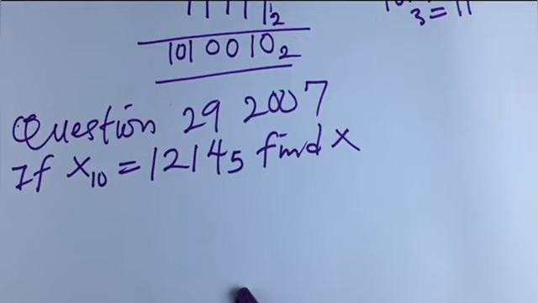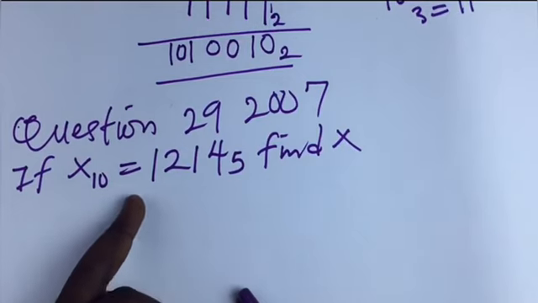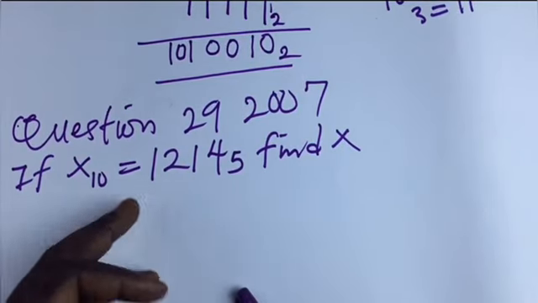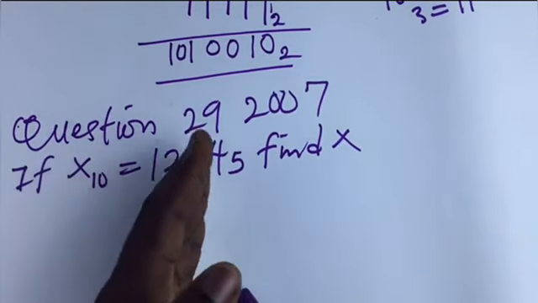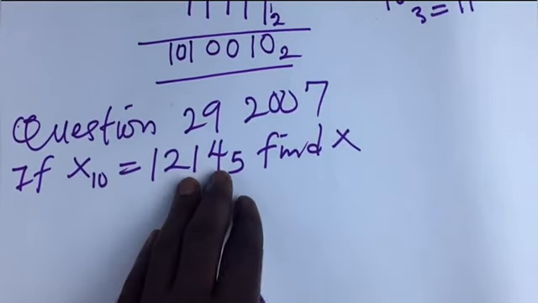All right, so this question was taken from 2007, question 9. The question is, if x base 10 is equal to 1214 base 5, find x. Now the first thing that should come to your mind is, whenever you see an equation sign, it means the left hand side is equal to the right hand side. So whatever we have on the left is equal to the right.